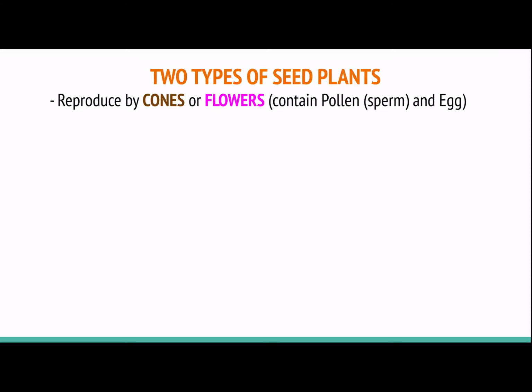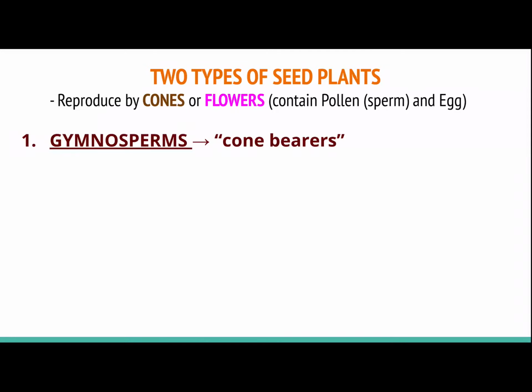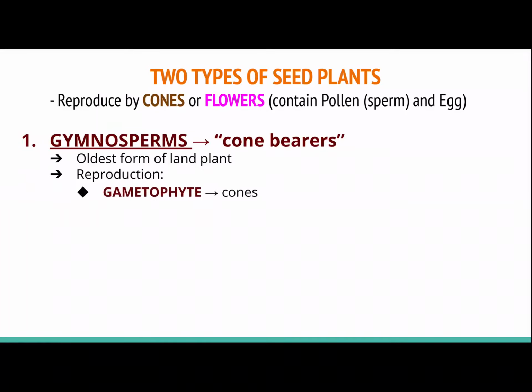The cones or the flowers is what contains the pollen, which is the sperm cell, and the egg for these plants. The first of the two is called the gymnosperms, and the gymnosperms are cone bearers. So these are your cone-bearing plants, which would be your Christmas trees and all different types of fir trees as such. These are the oldest form of land plant, so these were the first type of vascular plant that evolved, okay, way back many, many moons ago. And their reproduction, of course, is cones.